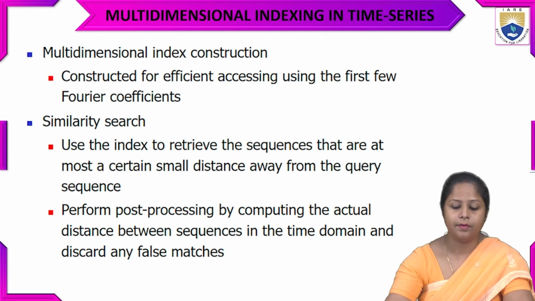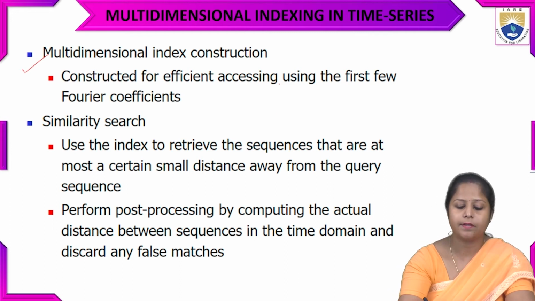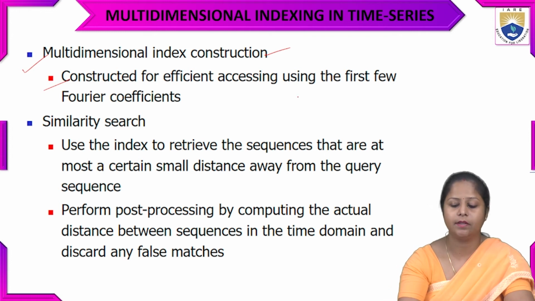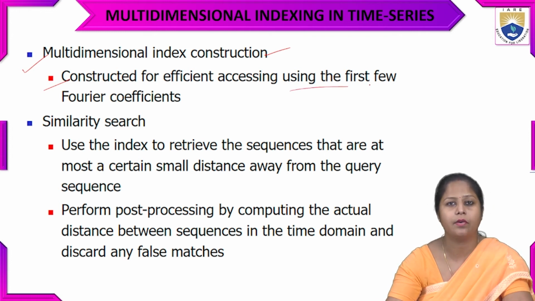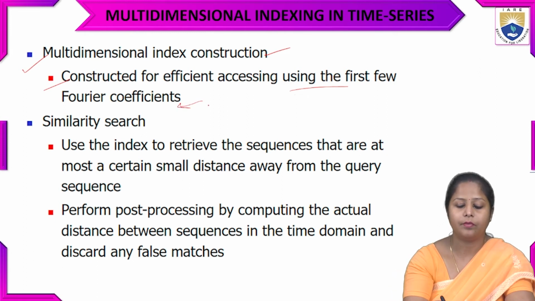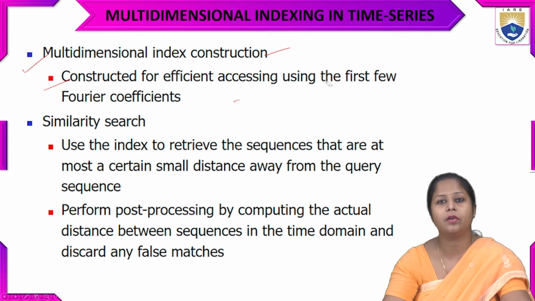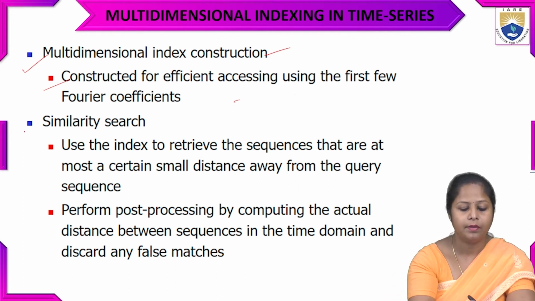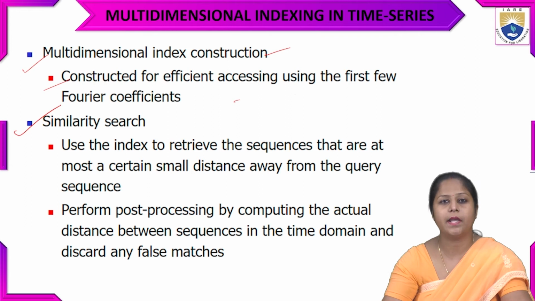Multidimensional indexing in time series. For multidimensional index construction, we need to build it for efficient access using the first few Fourier coefficients, as we have found from the DFT formula. So we use the first few Fourier coefficients to construct the multidimensional index. After that, we need to do a similarity search.